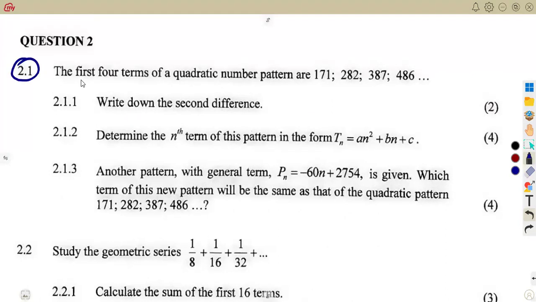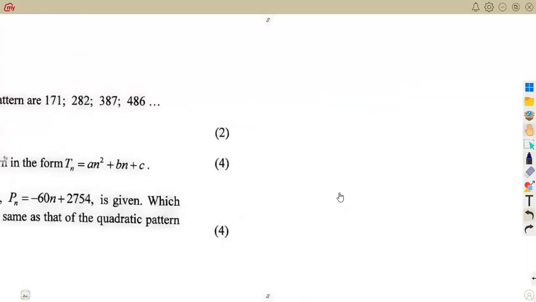They are saying the first four terms of a quadratic number pattern. So these are the terms that you are given. The question was: write down the second difference from these terms. As we understand, when you are to determine the nth term, the second difference is just a continuation. Whatever you apply there, you are going to use it to answer the following question.